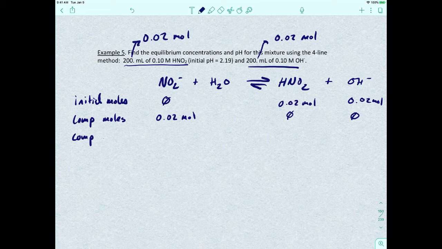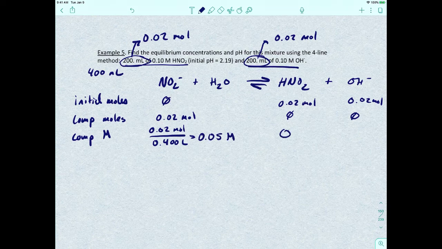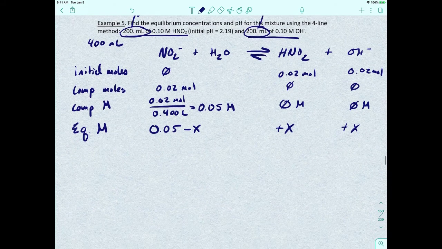So if we figure out the completion molarity, 200 mL plus 200 mL should give us 400 mL. So if we take 0.02 moles and divide it by 0.400 liters, that should give us a concentration of 0.05 molar. And it's still going to be 0 molar for HNO2, 0 molar for hydroxide. So that way, at equilibrium, if we go back the other way now, the concentration of NO2 minus is going to be 0.05 minus X, plus X for HNO2, plus X for hydroxide.